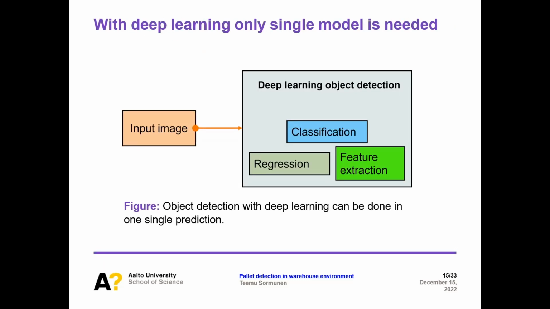With deep learning, only a single model is needed. The image can be sent to the deep learning object detection algorithm, and the algorithm will automatically do regression for the bounding box, classification for the object, and feature extraction for the object. All of this is done end to end, such that the parameters of the network are automatically learned through different optimization methods. This simplifies the training greatly, as we don't have to have priors or any previous knowledge about what kind of objects we are going to recognize.